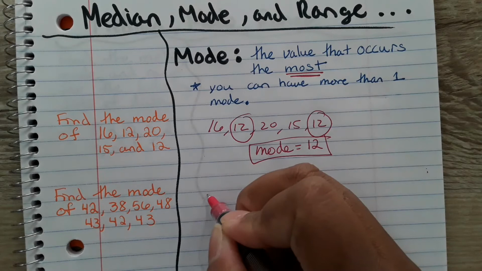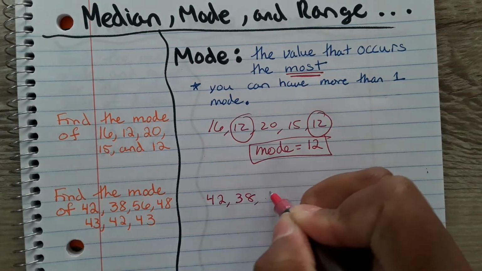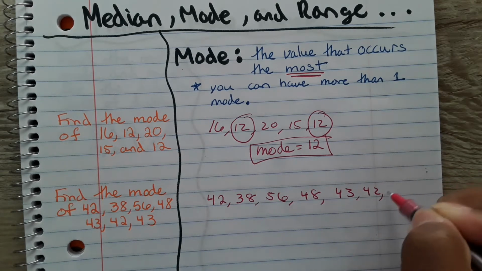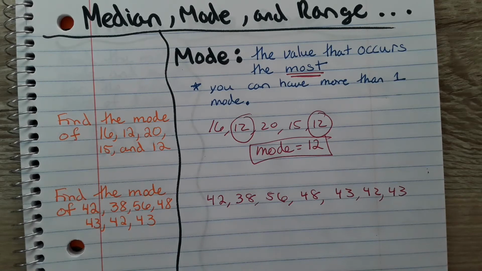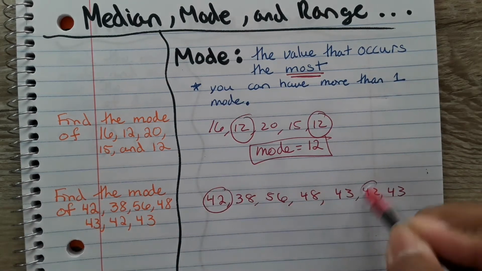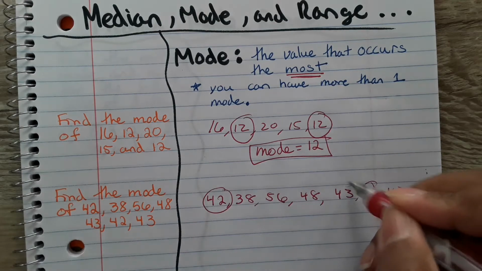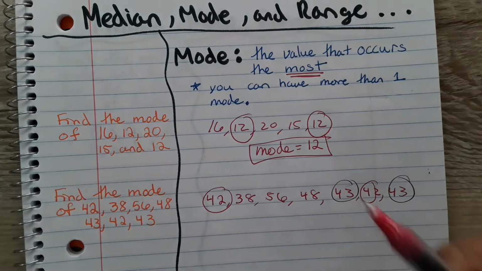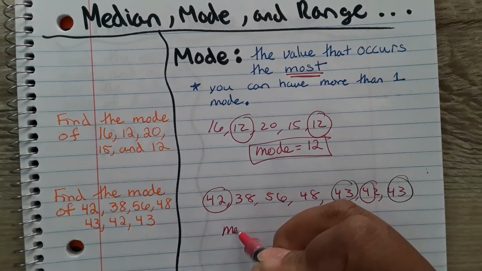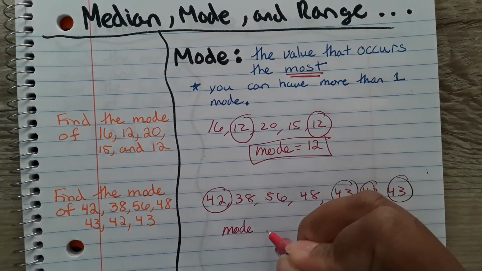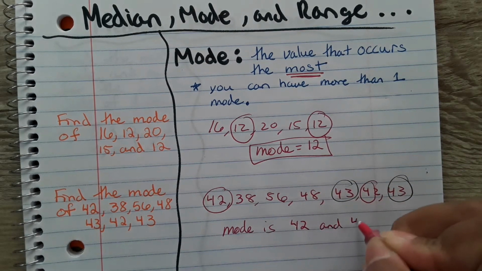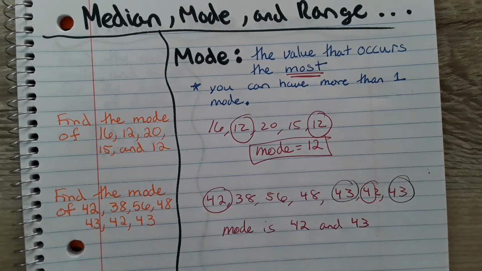Our next set of numbers are 42, 38, 56, 48, 43, 42, and 43. Now, I see that I have 42 appearing twice, as well as 43 appearing twice. Good thing, hopefully you wrote down the star, you can have more than one mode. So the mode here is 42 and 43 because both of them appear the same number of times in our set.